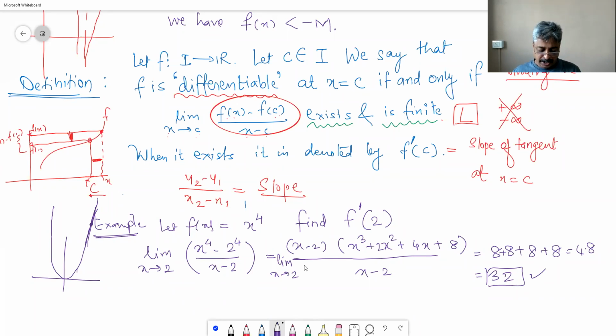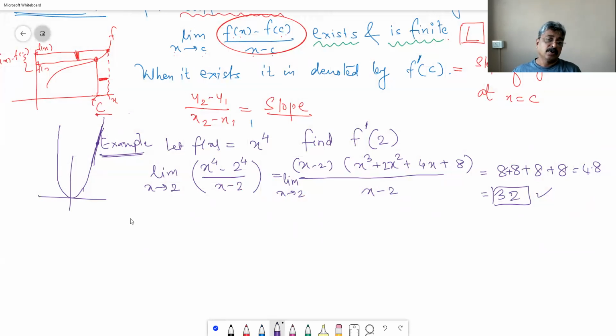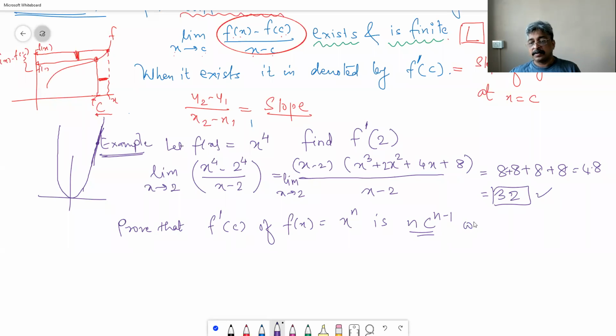Okay, so now you have to write down the proof. This is finding the derivative from first principle. Proof that f dash at c of f of x equal to x raised to n is n c raised to n minus 1. Write down the proof of this, where n is natural.